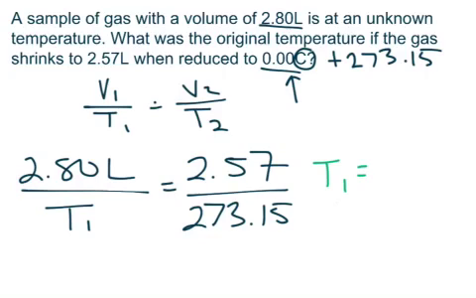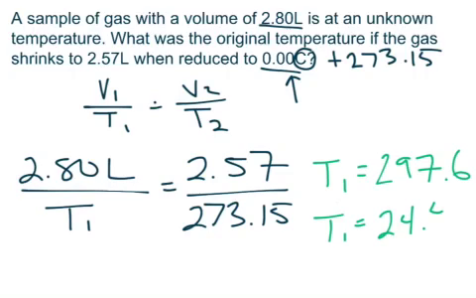So we set this problem up with Kelvin as our temperature, cross multiply and divide. We were looking for the original temperature, which was 297.6, but what we need to remember is that that is now a Kelvin unit, so we have to subtract 273.15 to bring it back to a normal value. So 24.4 degrees Celsius would be the initial temperature.